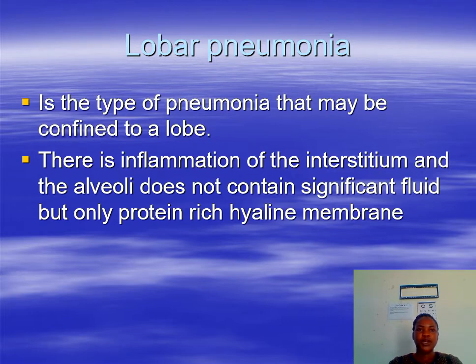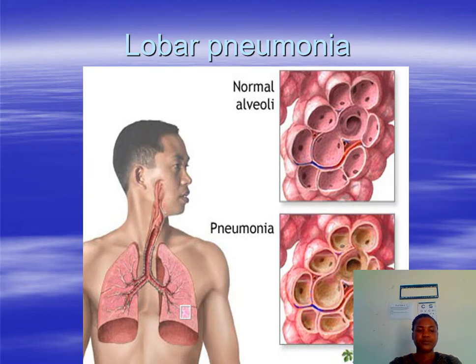So we'll also look at what happens when someone has lobar pneumonia. As you can see in the diagram, that's how normal alveoli look, and down there, that's how abnormal alveoli look, those of a patient with pneumonia. So, signs and symptoms of pneumonia. What are the signs and symptoms of pneumonia?